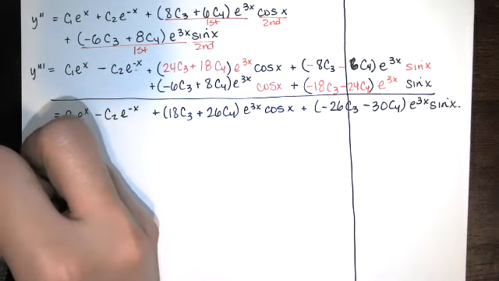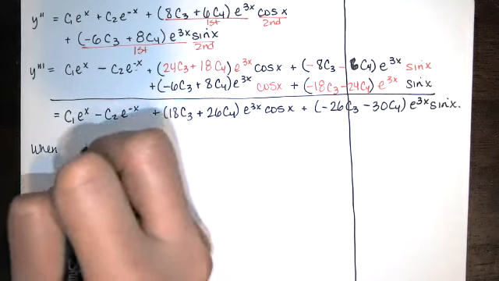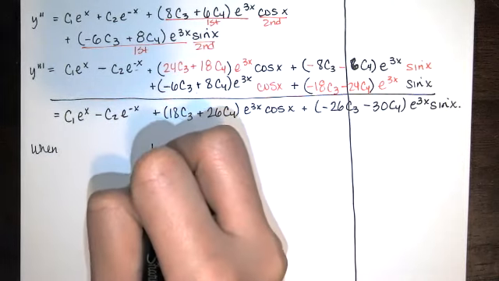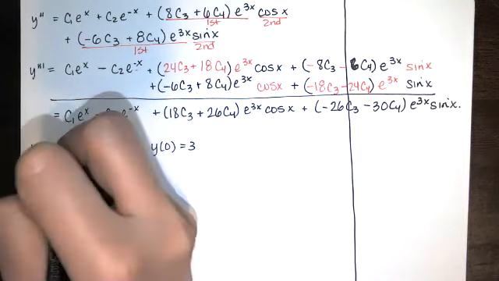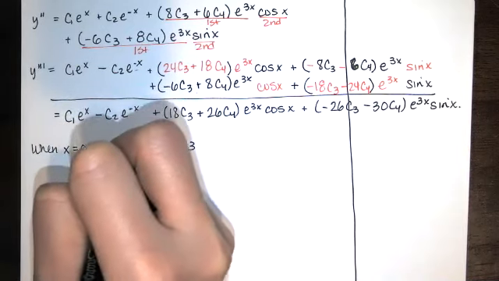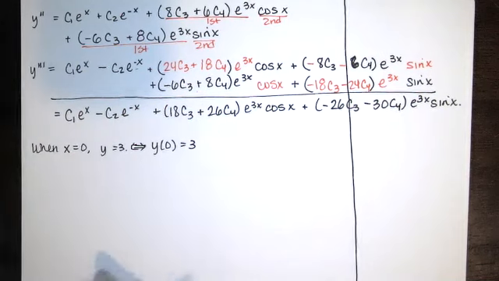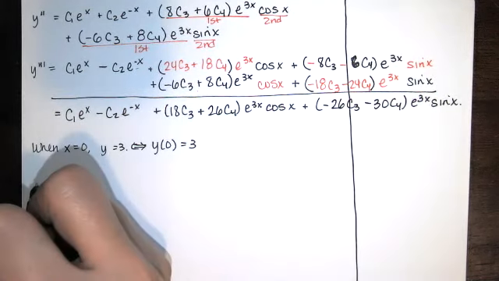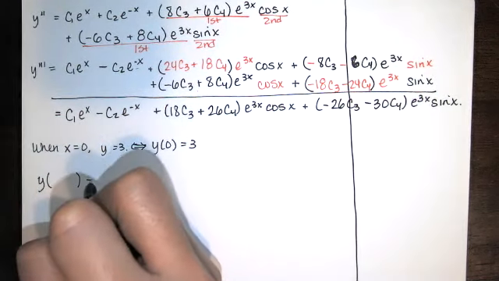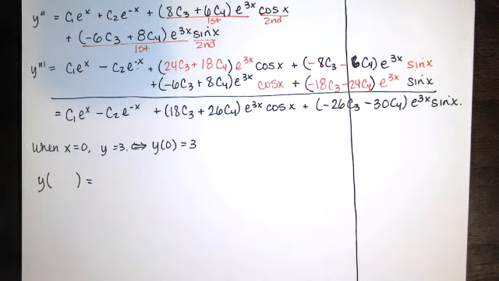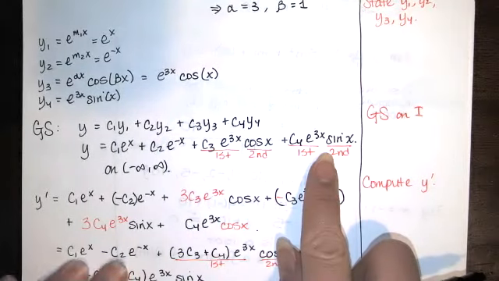So let's go to the first one first. We have y of 0 equals 3. So that means that when x equals 0, y equals 3. Those are equivalent to each other. Usually I write it in the other order, but I wrote it in the wrong order this time. So I'm replacing x with 0 in my function y. And where is my function y? My function y was right here.